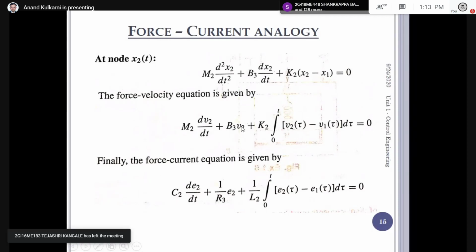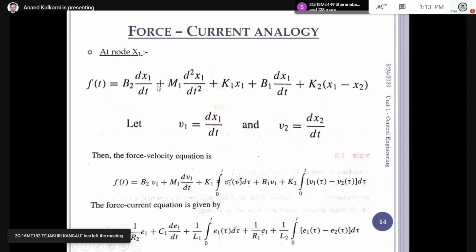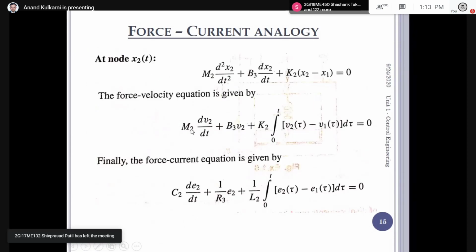Now, the force voltage equation is given by, as in the previous case, wherever there is a dx by dt, we have replaced it by velocity. The same we are doing here. So m into d by dt of v2 plus b3 into v2 plus k2 integral from 0 to t of v2 tau minus v1 tau d tau. So this is the term.